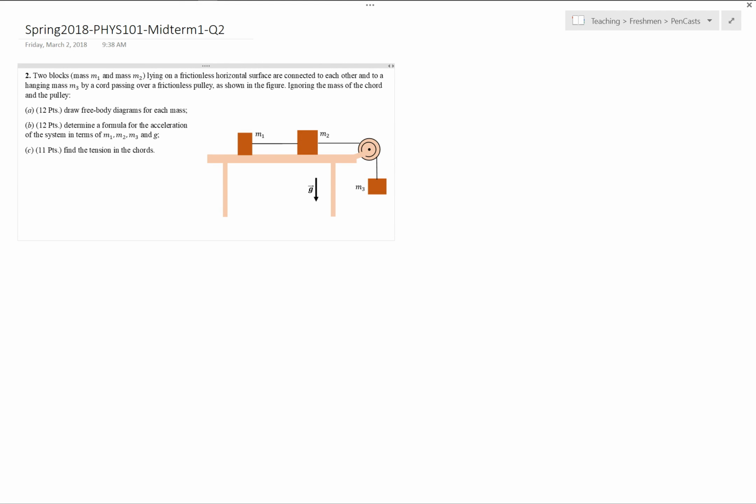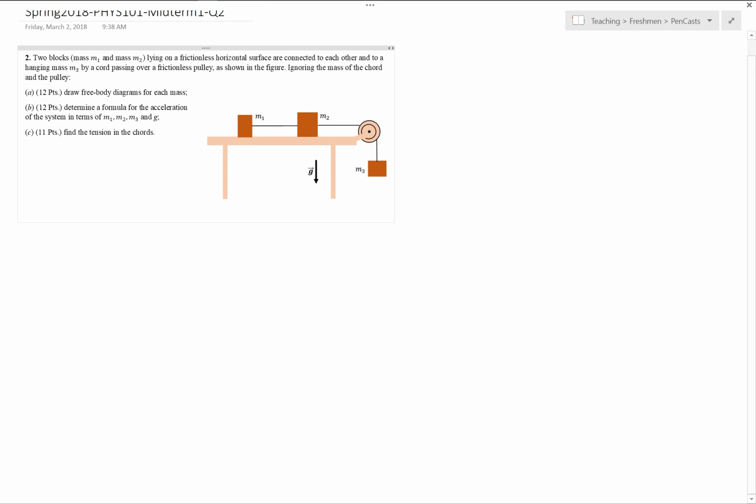Alright, let's solve Spring 2018 Physics 101 Midterm 1 question 2. We are asked to consider a system composed of three masses, M1, M2 and M3. They are tied to each other by cords and pass over a frictionless pulley. There isn't friction anywhere apparently.